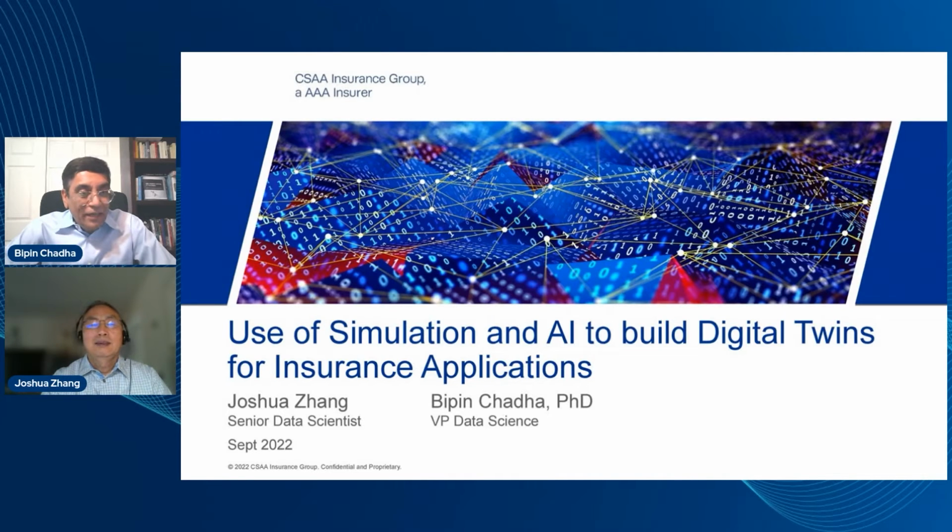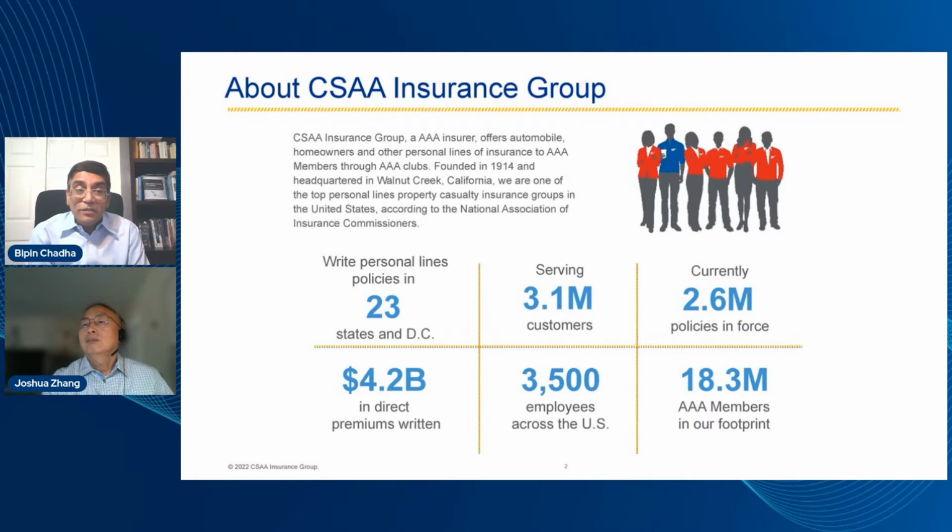Hello, everybody. My name is Bipin Chadha. I'm the Vice President of Data Science at CSAA Insurance Group. And today with me, I have Joshua Zhang, who is a Senior Data Scientist with us. And today we're going to talk about how we are applying simulation and AI methods and tools to build digital twins for our insurance applications.